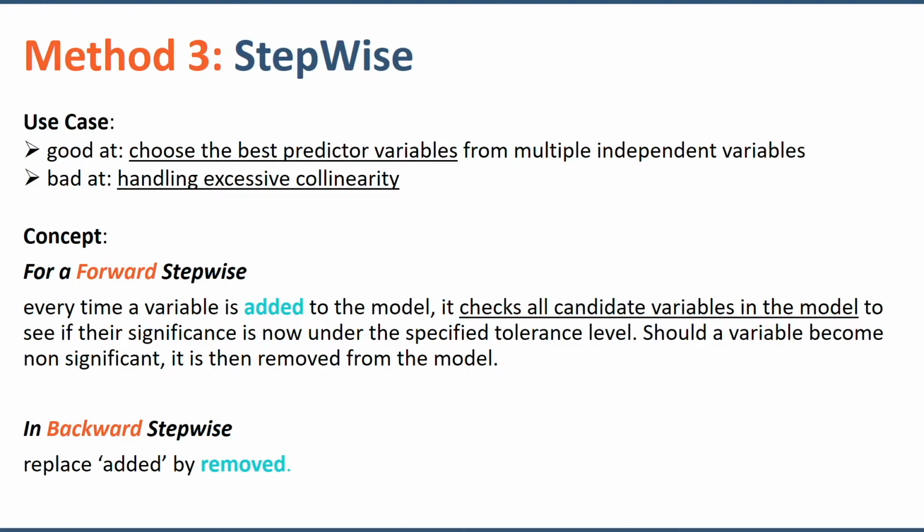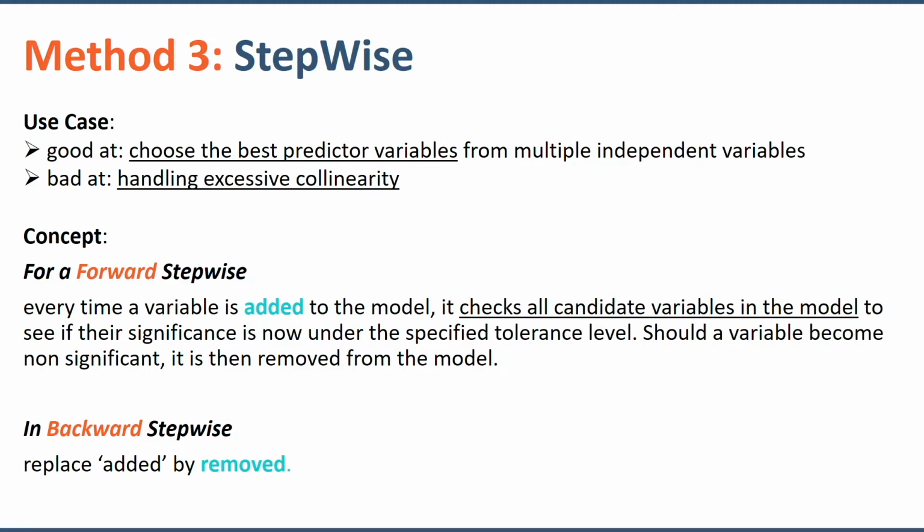So every time a variable is added to the model, it checks all candidate variables in the model to see if their significance is now under the specified tolerance level. Should a variable become non-significant, it is then removed from the model. As you can see, it makes sure that added features are staying relevant through the many iterations.